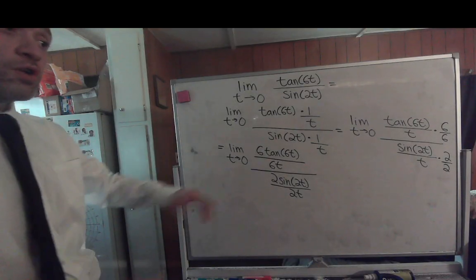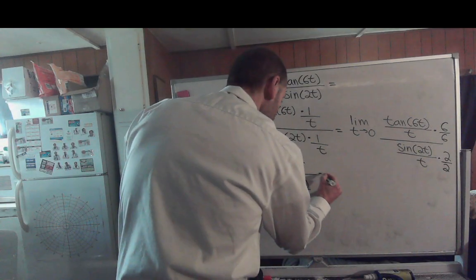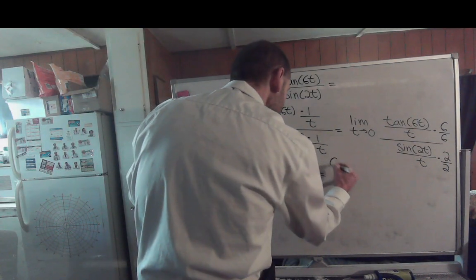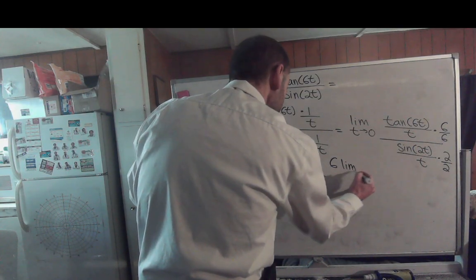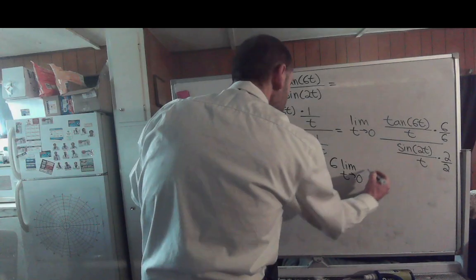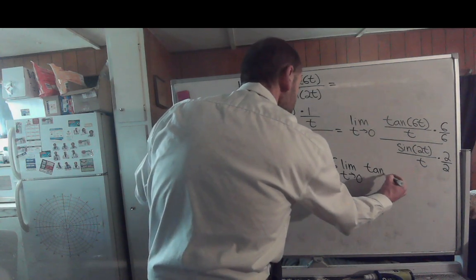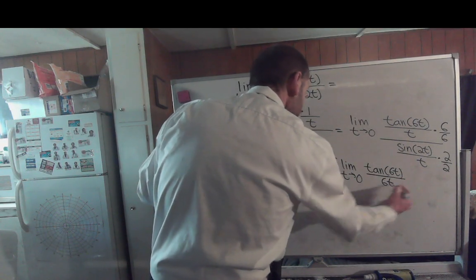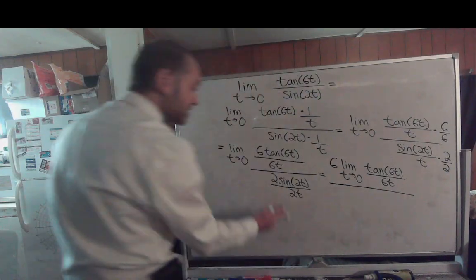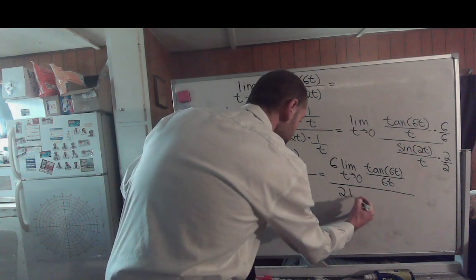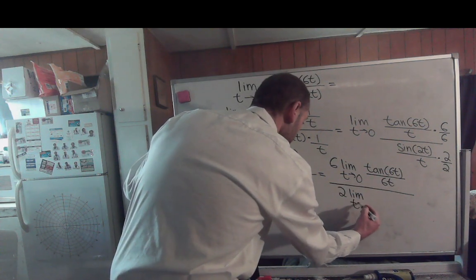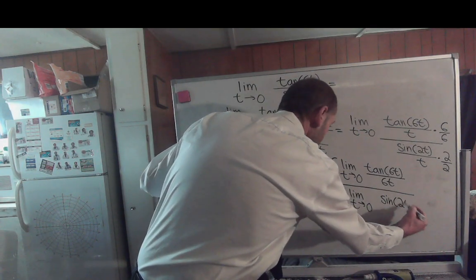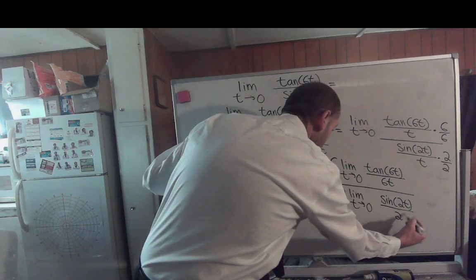Well, let's apply the quotient rule for limits, and also the constant multiple rule. So in the numerator, you would get 6 times the limit as t approaches 0 of the tangent of 6t all over 6t, divided by 2 times the limit as t approaches 0 of the sine of 2t over 2t.